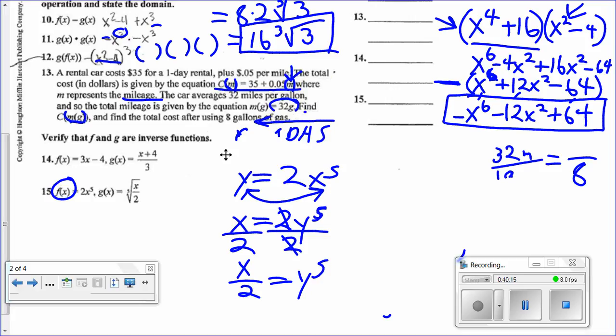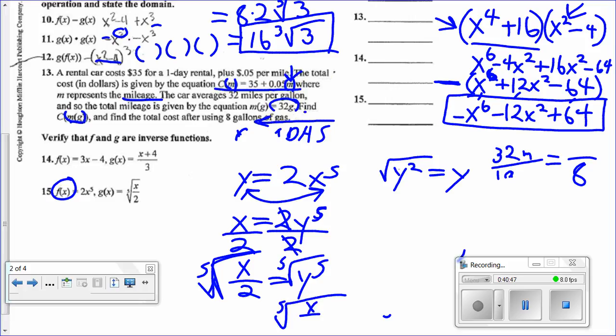Now, if we want to get y by itself, we know it's y to the 5th, so we will take the 5th root. Just like if we had y squared and we took the square root of it, that would just equal y. So we'll take the 5th root of y, and we'll take the 5th root of this side too. So the 5th root of y is just y. So the 5th root of x over 2 equals y. This should be the inverse.